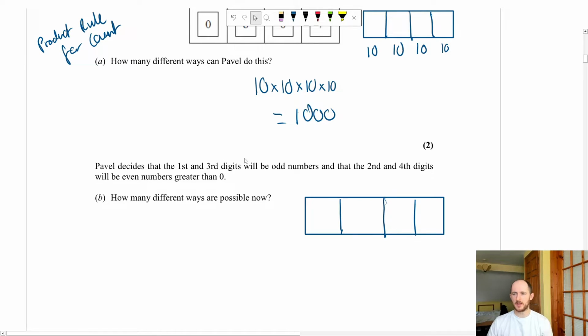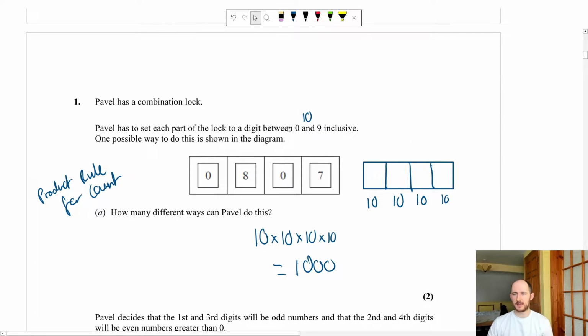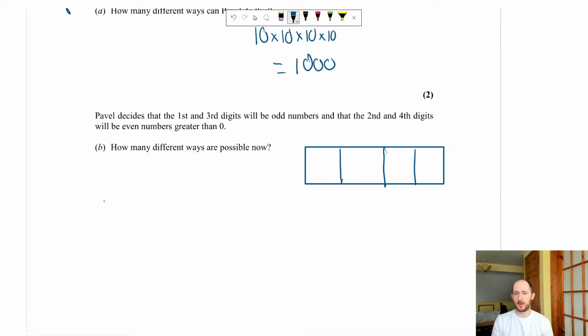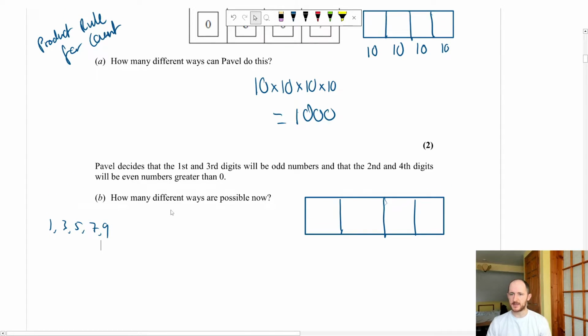So the first and third digit have to be odd. If we're thinking of the numbers between 0 and 9, let's write down all the odd numbers. We have 1, 3, 5, 7, and 9. So that's 5 possibilities can go into the first and third spaces, right? Now what about the second and fourth? Even numbers greater than 0. Well, that's fine because 0 is not an even number, but whatever. 2, 4, 6, 8. So there are 4 possibilities for these two.